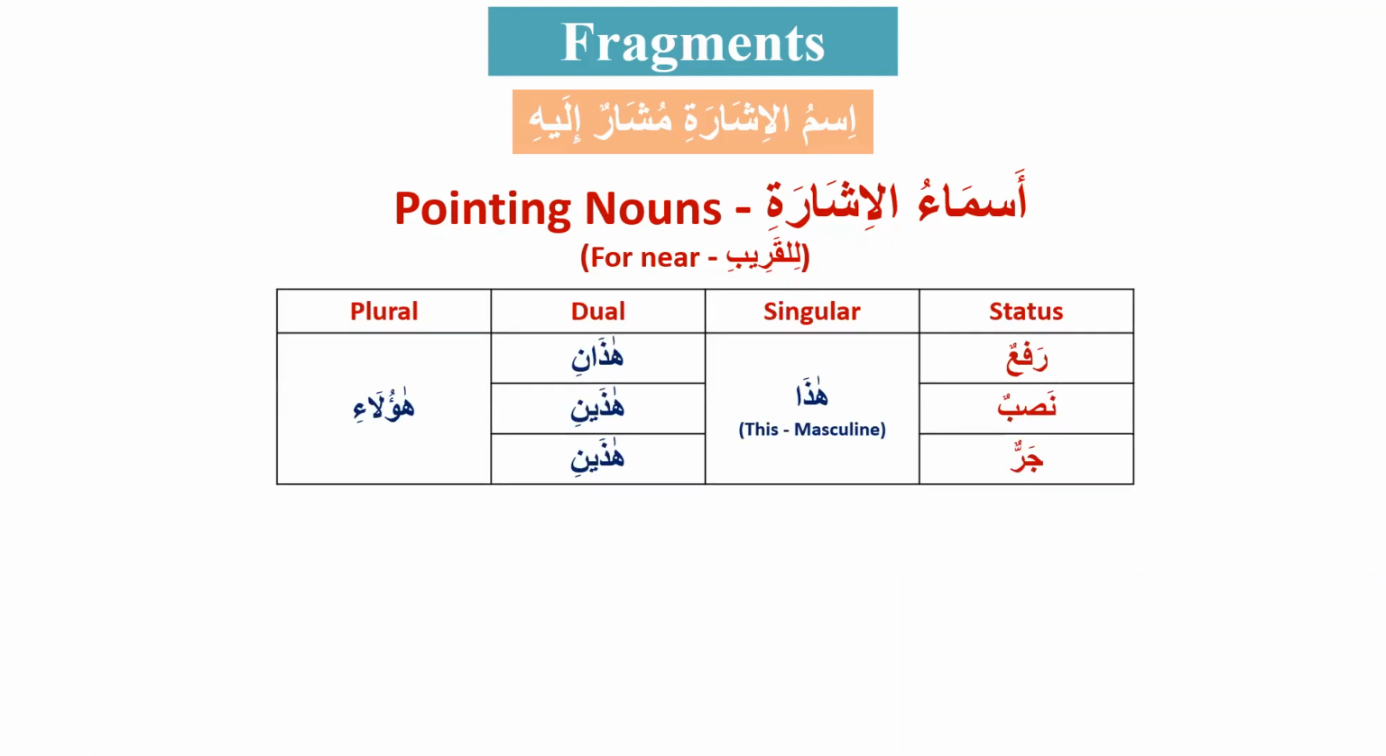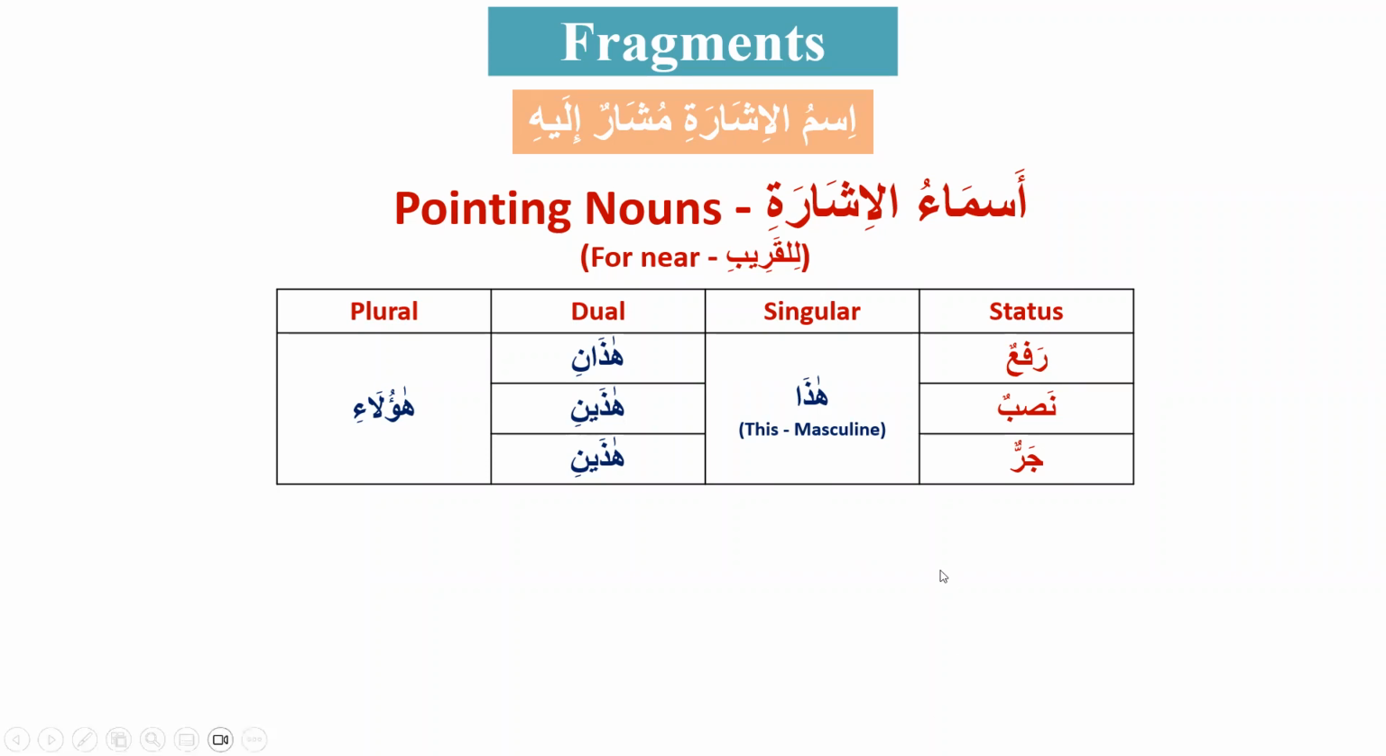If you haven't memorized it, do it now. This is very important. So these are all ismul ishara. Haza and haulai are non-flexible. They have rafa, nasab and jar status, but they don't show it. You have to figure it out yourself. There is no hint in their formation. You have to figure it out based on its use.